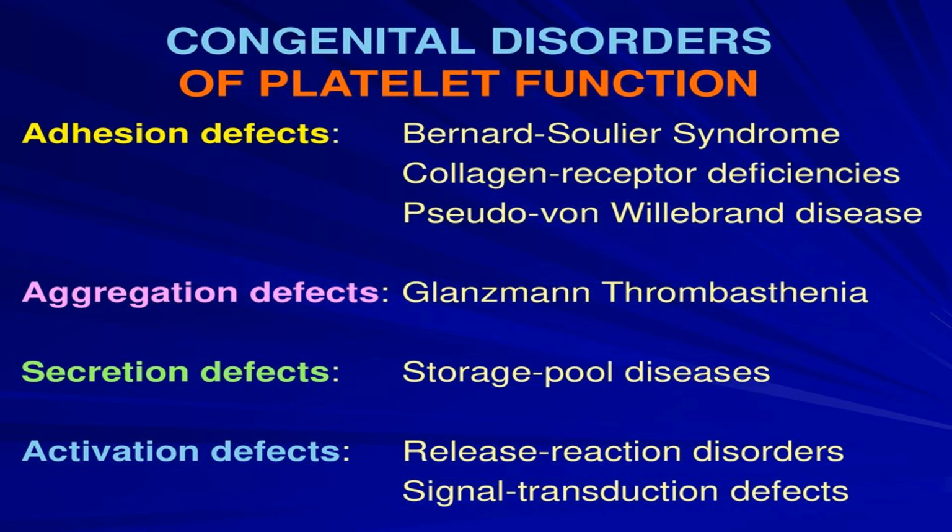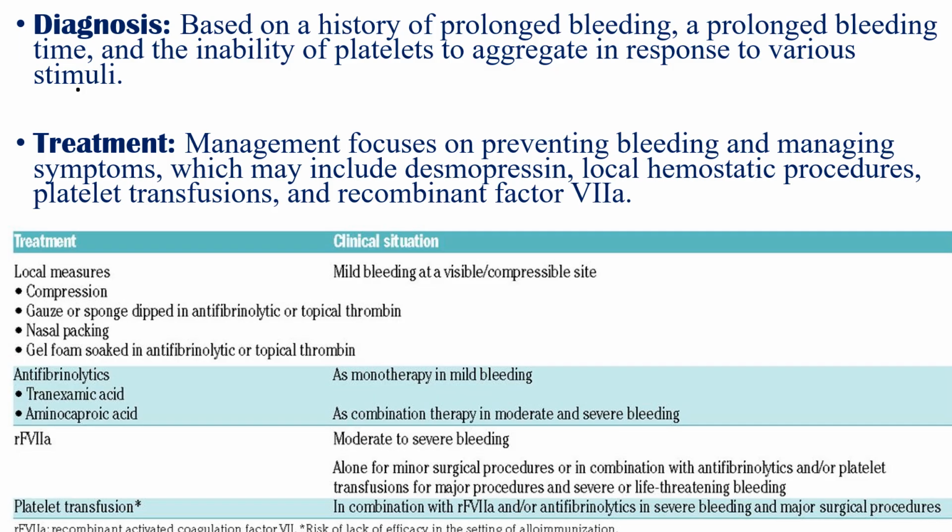Glanzmann thrombasthenia is the most common type of thrombasthenia. It has subtypes based on the extent of the deficiency or dysfunction of this protein. Thrombasthenia is diagnosed based on history of prolonged bleeding, a prolonged bleeding time, and inability of platelets to aggregate in response to various stimuli.